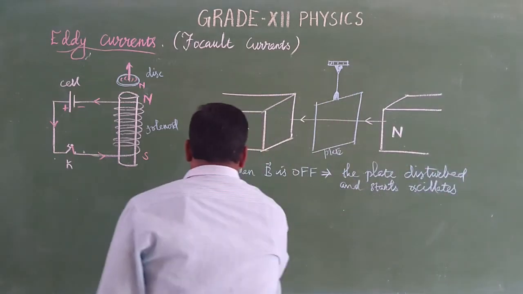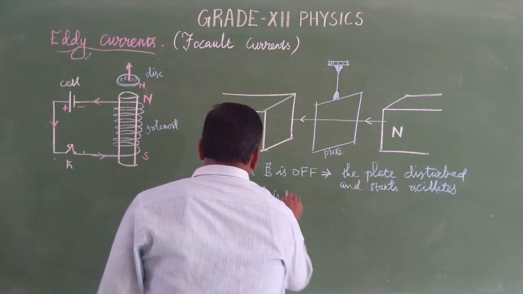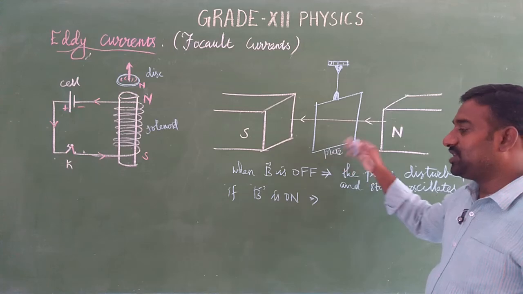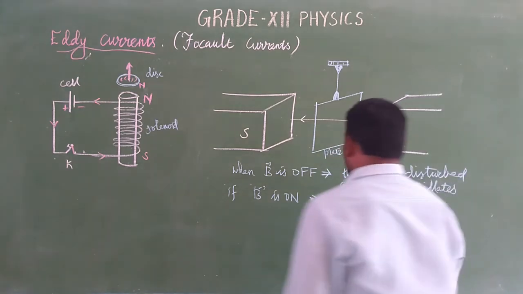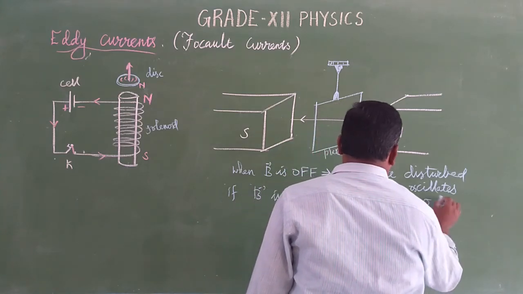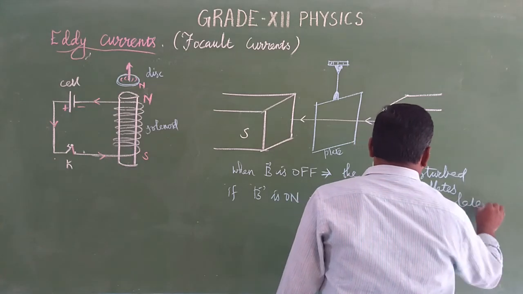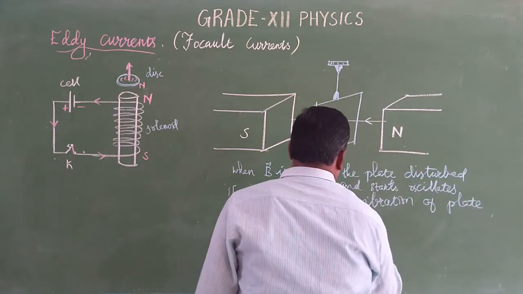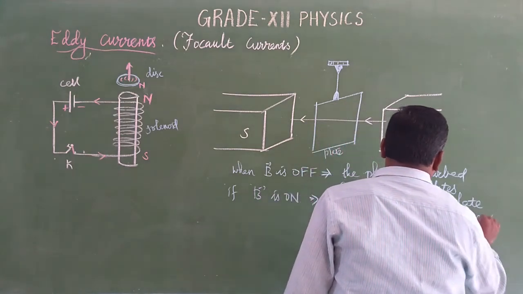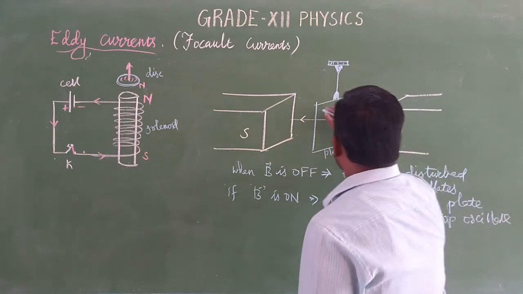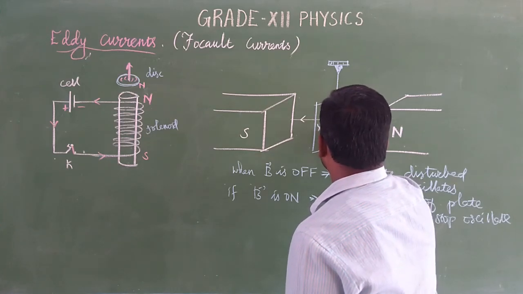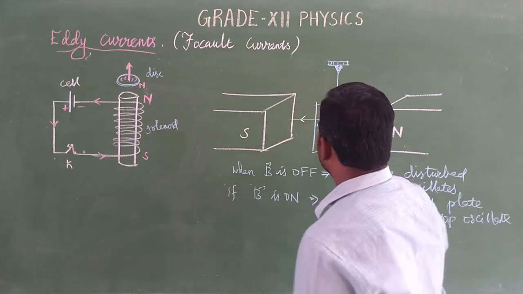Suppose if the magnetic field is on, what happens? Yes, the vibration of the plates is damped and they stop oscillating. Now why does it stop? Due to the eddy current developed in it. This is the direction of the eddy current.